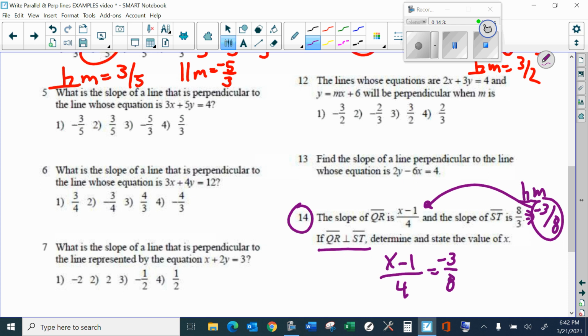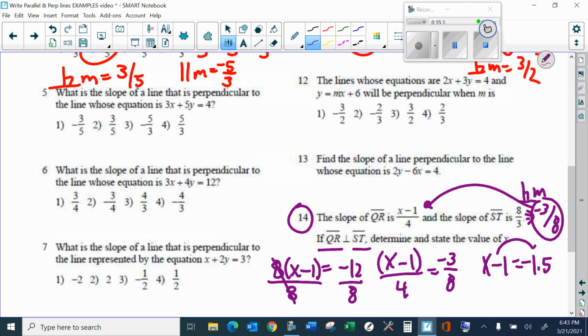Okay. I could cross multiply here, and I'd have 8 times the quantity x minus 1 equals negative 12. Just multiply it. I'll just make it simple. I could distribute the 8 through there, or I could divide by 8 right away. And so they cancel out, so I get x minus 1 equals negative 1.5. I'll write that over here. X minus 1 equals negative 1.5. That's what negative 12 divided by 8 is.